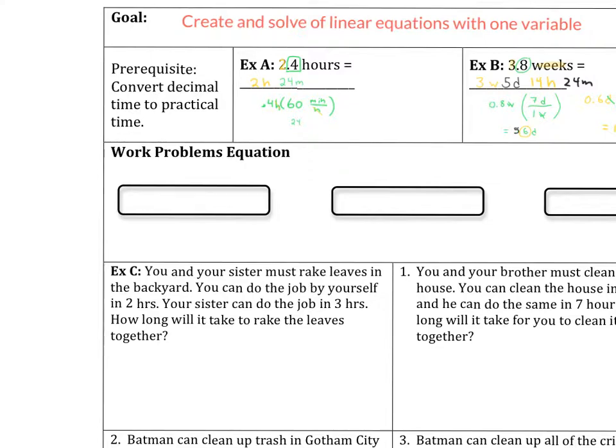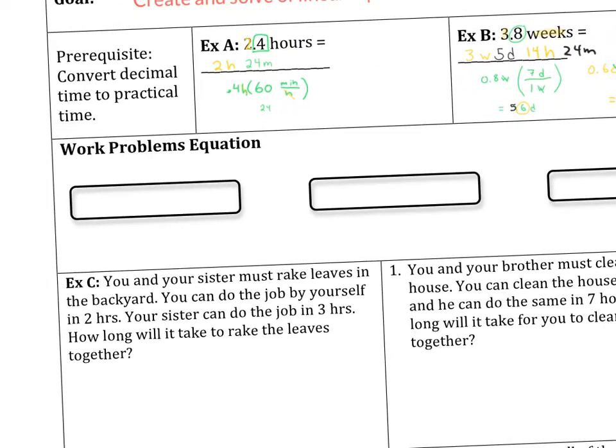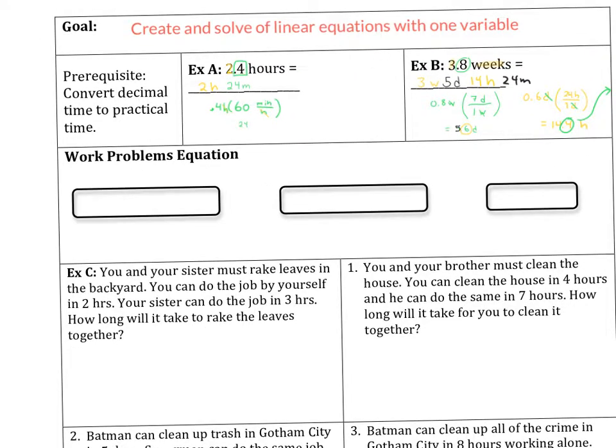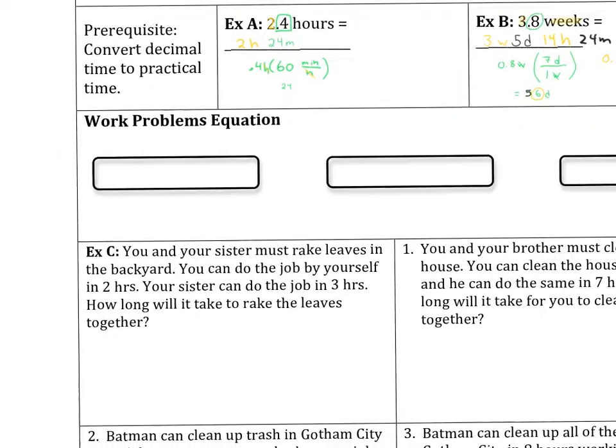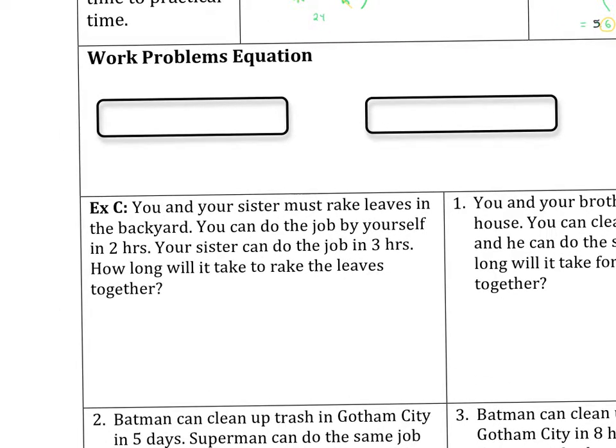Now that we have that in our toolbox, let's look at a scenario about work problems, and this same thing has to do with mixture problems too. But work problems are where you're working together. So let me just read example C just so that we can see some context, okay? You and your sister must rake leaves in the backyard. Since you've done this so much, you have a good idea that you can do this in 2 hours. Your sister, being younger than you, will probably take 3 hours.